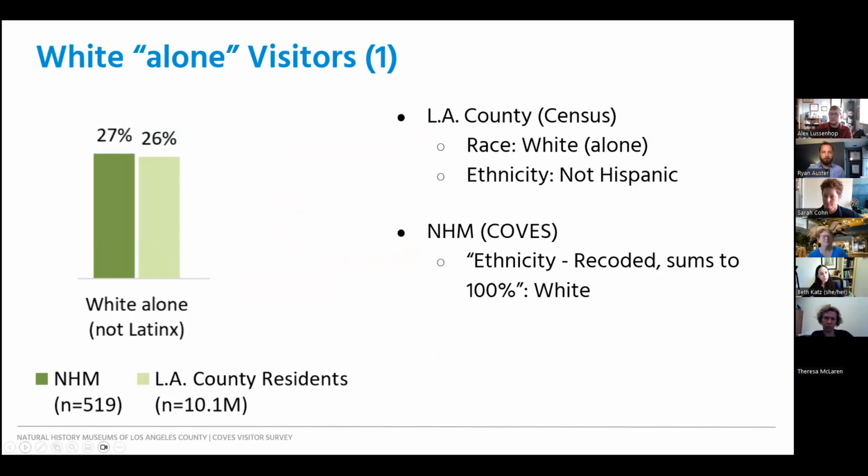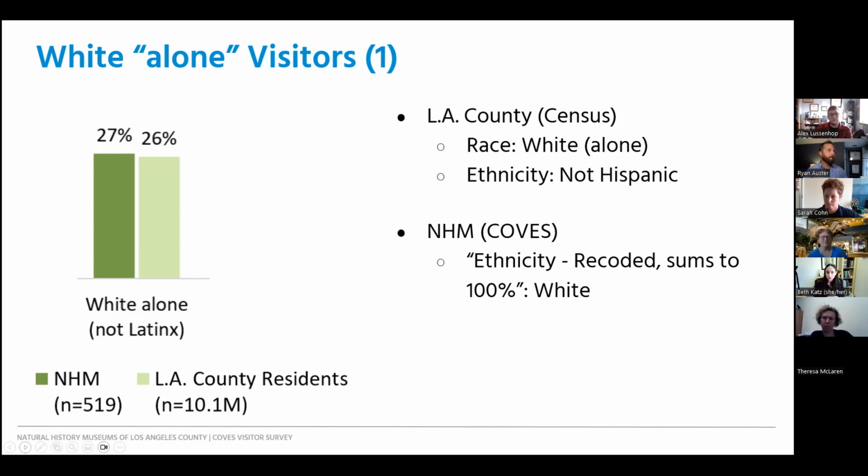White alone, this is also fairly straightforward. What this means is identifying as white and not identifying with any other category. So the census data, I'm looking at the race variable white without anything else, but I also have to layer that with the ethnicity of not Hispanic.